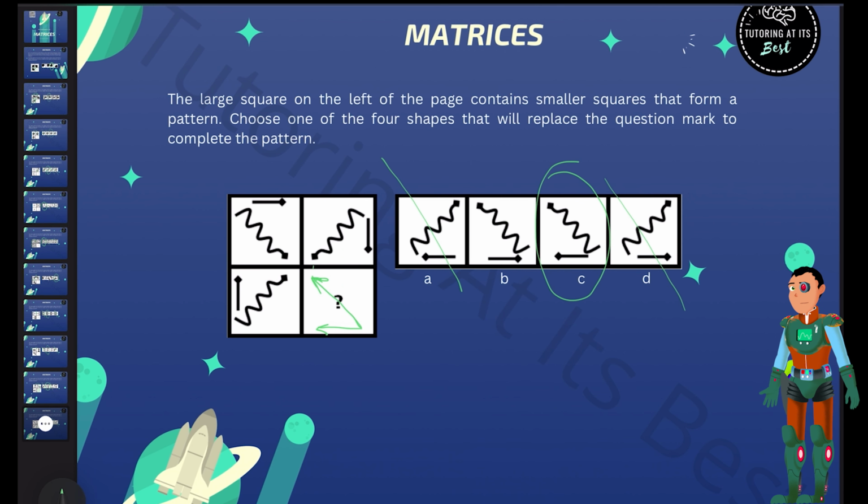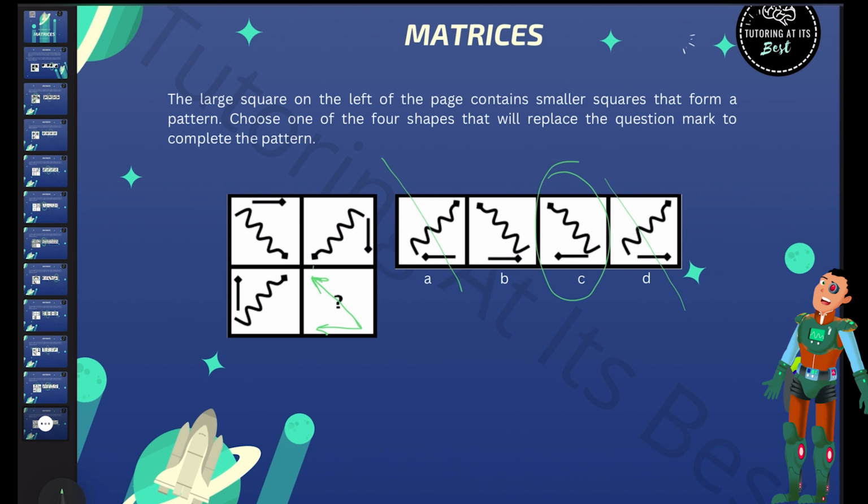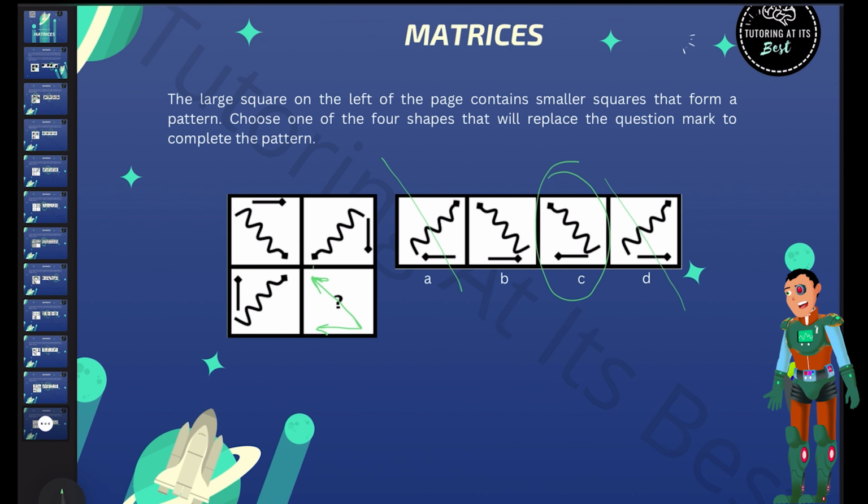And that concludes today's journey into the realm of 11+ reasoning matrices. We hope you found this video enlightening and informative. And remember, mastering the art of matrix-based reasoning can greatly enhance your problem-solving skills.